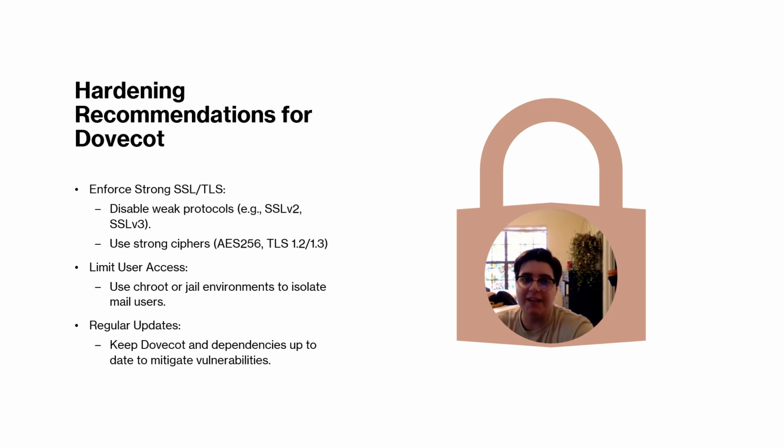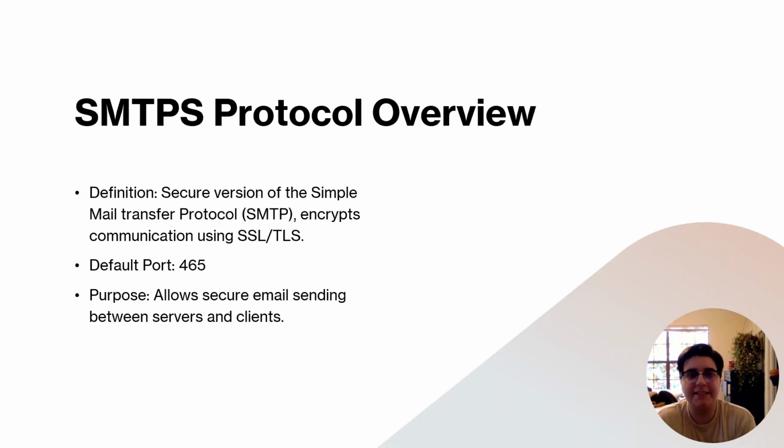Let's move on to SMTPS. SMTP, or Simple Mail Transfer Protocol, is used to send emails. Like POP3, its original version doesn't encrypt communication, leaving data, again, vulnerable to interception. SMTPS solves this problem by encrypting the connection using SSL or TLS. SMTPS listens on port 465 by default. Our goal will be to configure the secure port on both Windows and Linux systems.